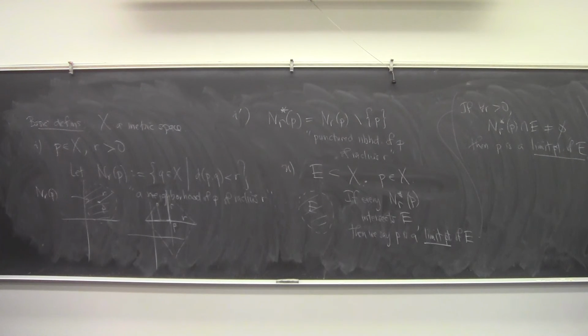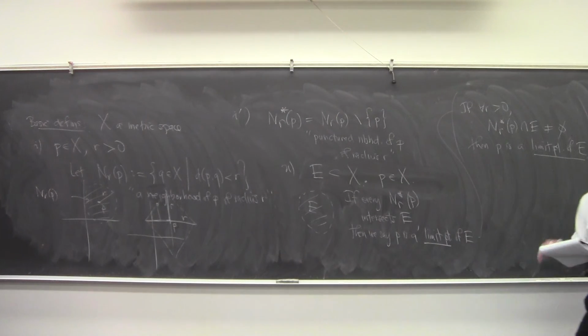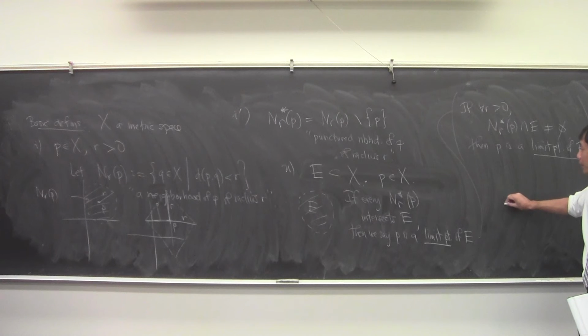Yeah, Max. Why can't you just use the regular neighborhood instead of the punctured neighborhood? Well, you'll see why in a second. Let me show you what I mean. Suppose you're in Euclidean space, and this is your set, an open disk. Is this guy a limit point? To be a limit point, every punctured neighborhood should intersect E. There may be some punctured neighborhoods that intersect E, but you can find one that does not. So this is not a limit point.